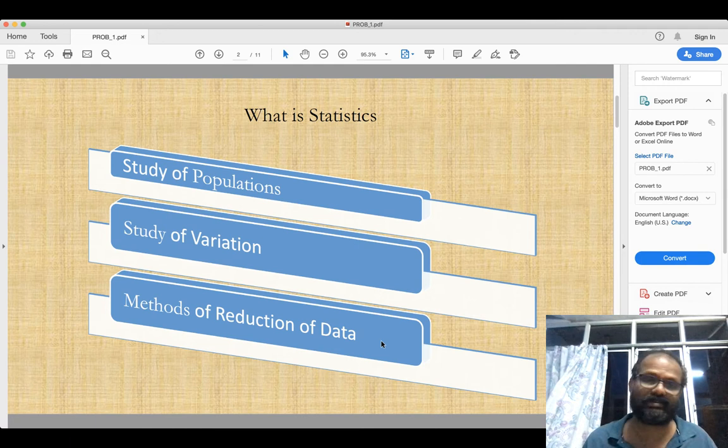What is statistics? Oh, that's a clueless question. What is statistics? But then, one way of approaching what is statistics is from three viewpoints. Three aspects could be looked at to understand the meaning of statistics. It consists of three fundamental constituents. It includes study of populations, study of variation, methods of production of data.